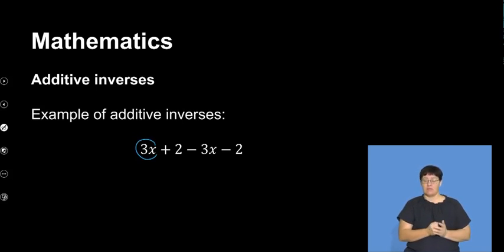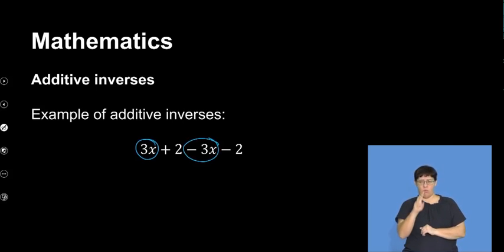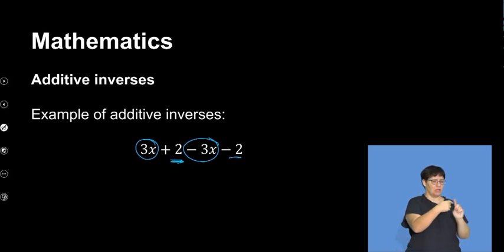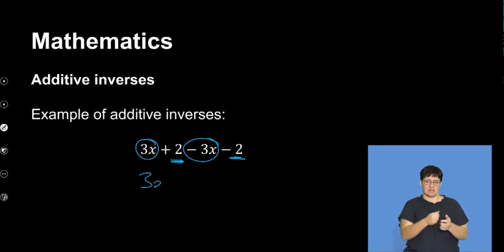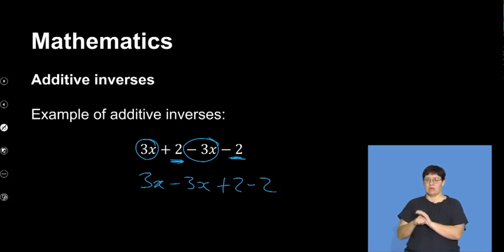If you look at the 3x and negative 3x, you can already see that these will subtract each other and give us 0. Similarly with the 2 there and the negative 2 there, they will subtract each other and give us 0. So you remember the associative property, if you group them in any way, it still gives us the same thing. So this will be the same as 3x minus 3x plus 2 minus 2.